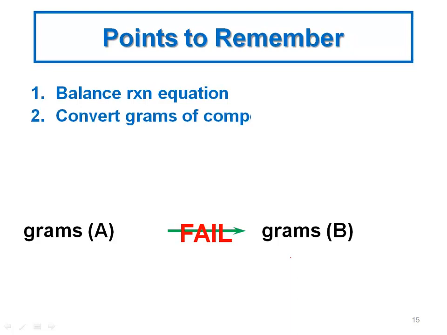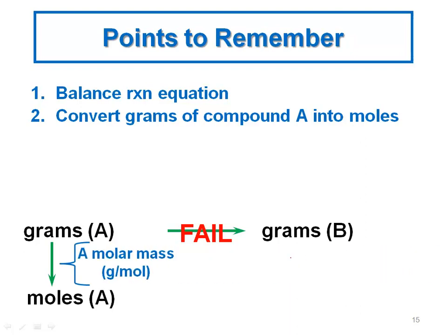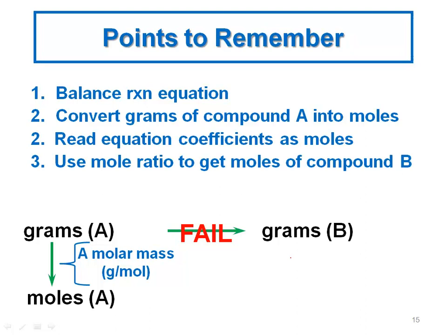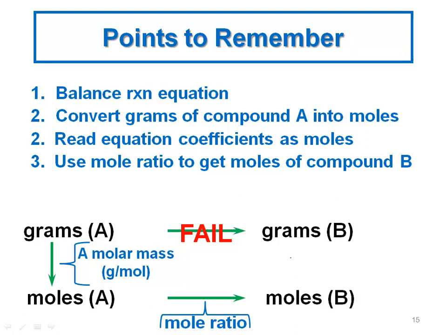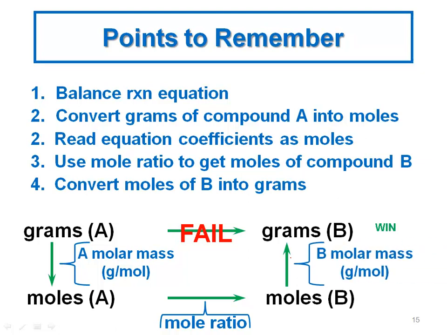Now, convert grams of compound A into moles. So you always want to go through the mole. To do that, use the molar mass in grams per mole. Read the coefficients as moles in the balanced equation. Use the mole ratio to get to compound B, whatever B happens to be. If you're going from A to B, it's the ratio between A and B. And then convert moles of B into grams. Winner, winner, chicken dinner. So use the molar mass of B. Don't use the molar mass of A when you're using B. Those are small details that make life easy for you.